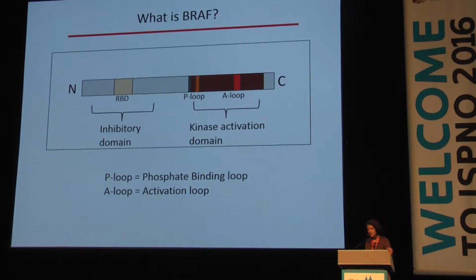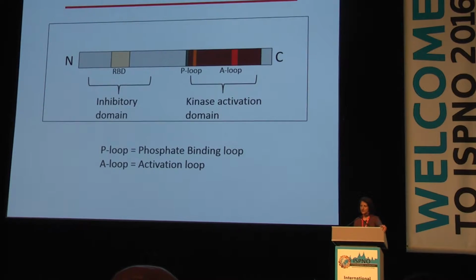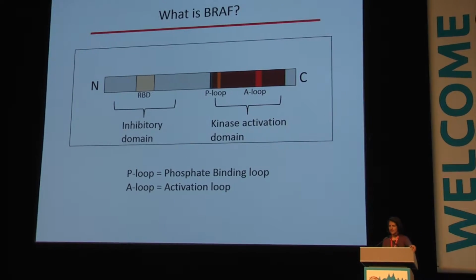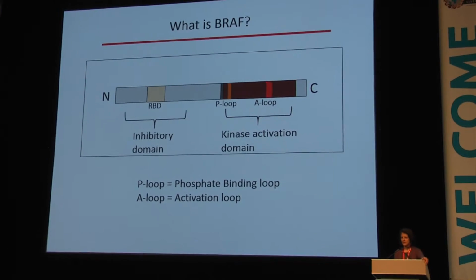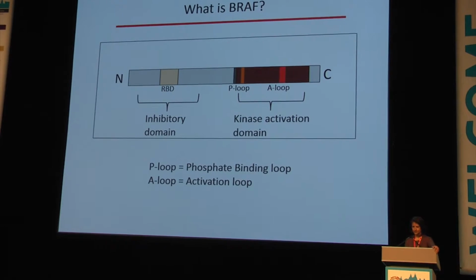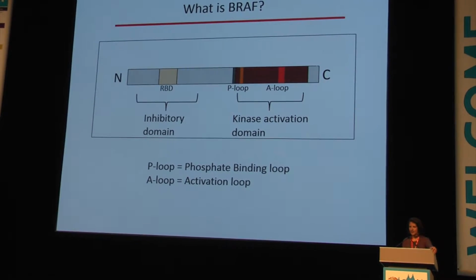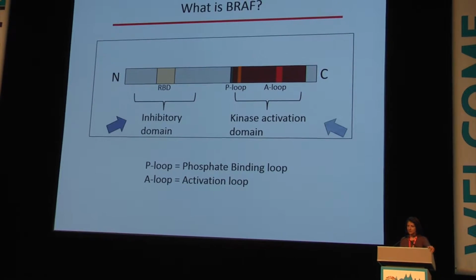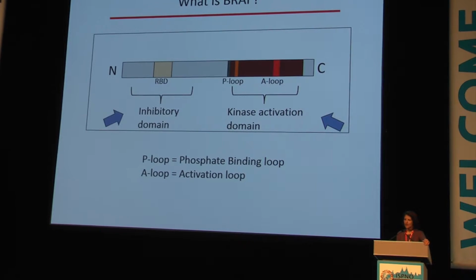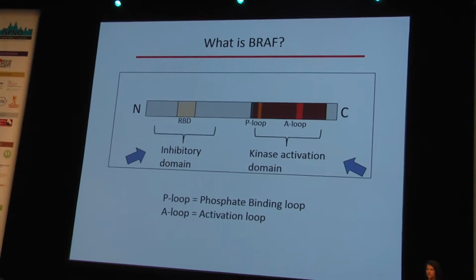Just to review briefly, BRAF is a member of the RAF kinase family of signal transduction protein kinases. It's involved obviously in MAP kinase and ERK signaling, and to that extent affects cell differentiation and division. BRAF is composed of an N-terminus inhibitory domain and a C-terminus activation domain, whereby the P loop interacts with the A loop through hydrophobic interactions and maintains it in its inactive state until it's phosphorylated.